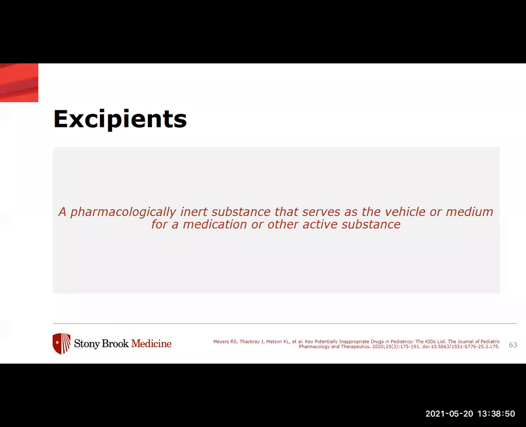So now that we've covered medications included on the KIDS list, we can dive into the next section, which is notable excipients. This feature differs from the Beers criteria, which we may be more familiar with, and it's unique to the KIDS list, as there are various excipients that may carry the risk of ADRs in the pediatric population. So first off, what exactly is an excipient? An excipient is a pharmacologically inert or inactive substance that serves as the vehicle or medium for a medication or other active substance. Essentially, an excipient may serve purposes in a medication such as a vehicle, a preservative, etc.